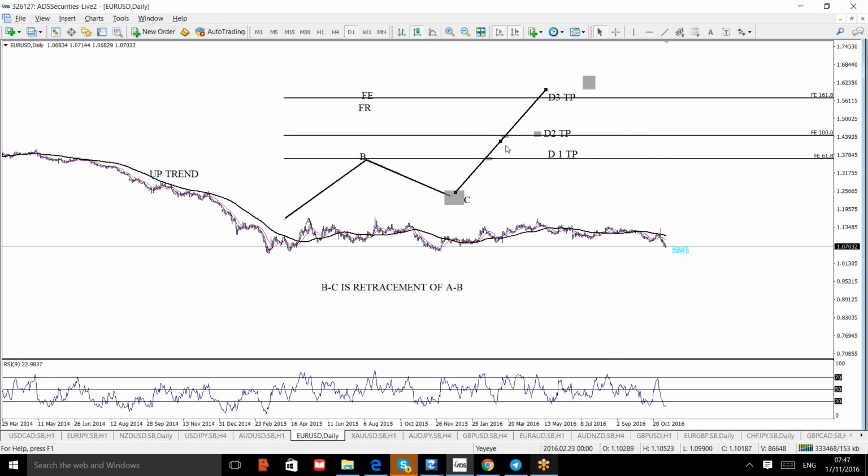So normally where D ends at 161.8, we like to seek a reversal trade here. So it can end here. It can end here.